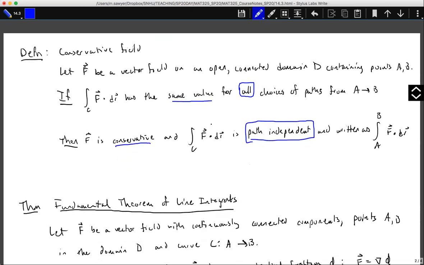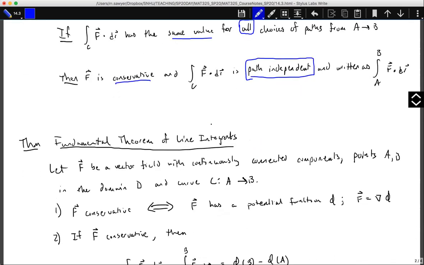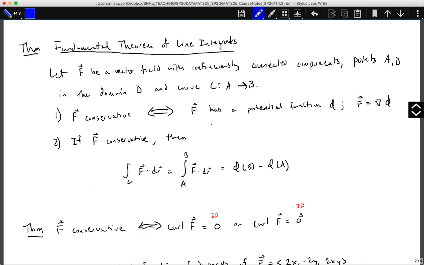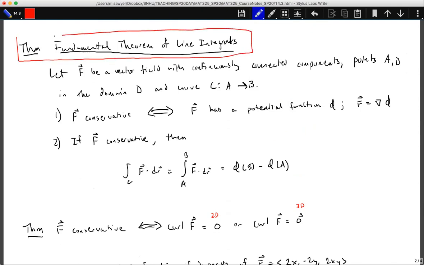So if it doesn't matter what choice of path we take from our 2 points, we say the field is conservative and the integral is path independent. And this brings us to the key theorem for line integrals: the fundamental theorem of line integrals, or FTLI. So let's let F be a vector field with continuous component functions, with points A and B in our domain and a curve that goes between A and B.